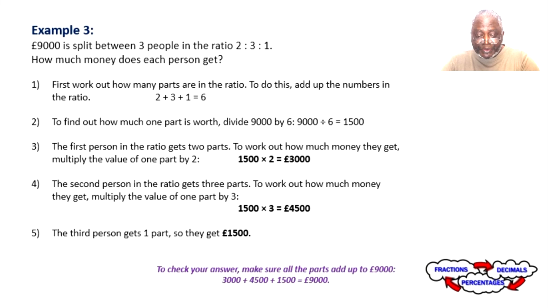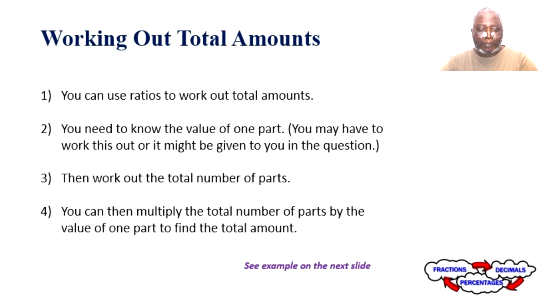You can check your answers by adding the different proportion of money each person had. It should come up to 9,000 pounds. So in this case, 3,000 plus 4,500 plus 1,500 is equal to 9,000. So your calculation is correct. So you begin to apply your checks now, because ratio is a critical subject.